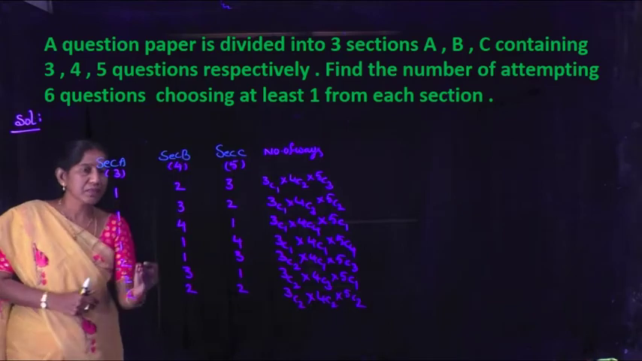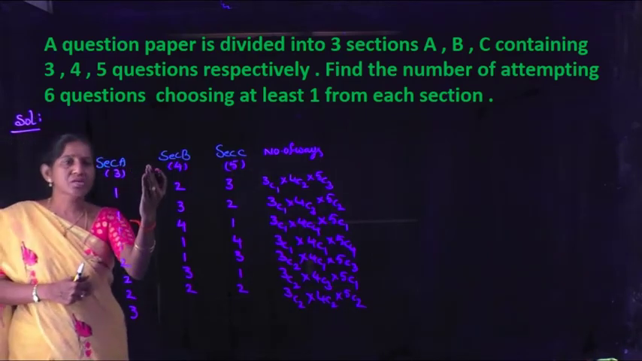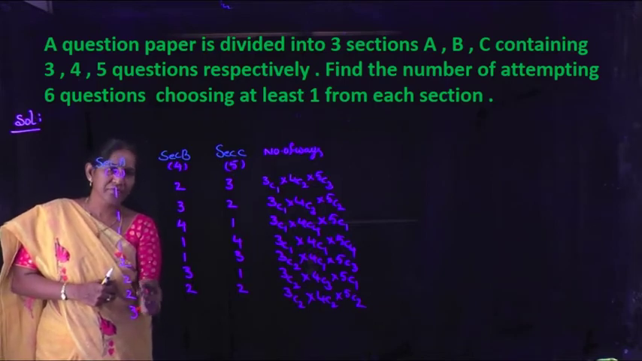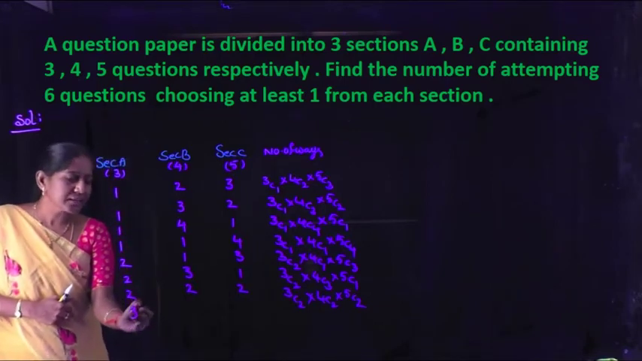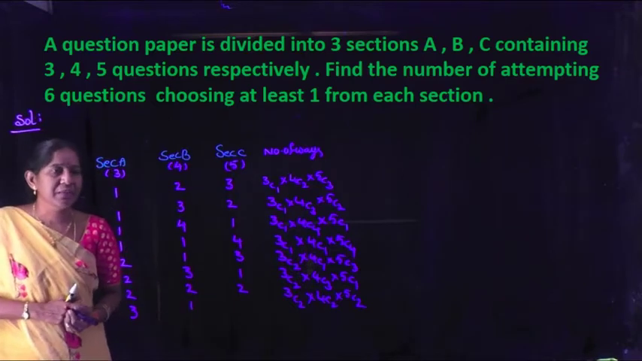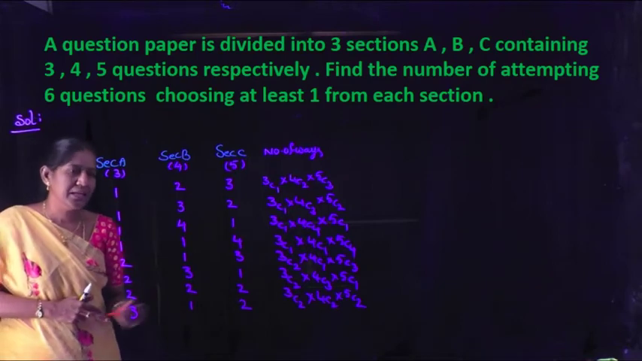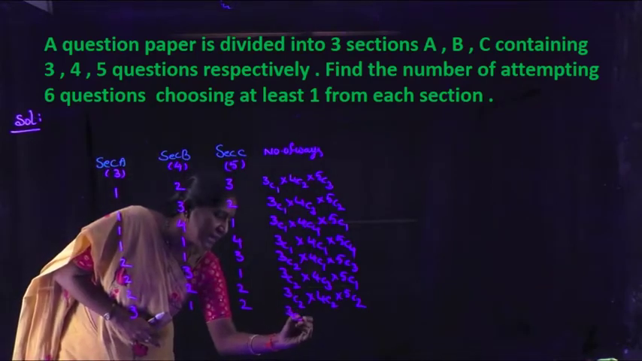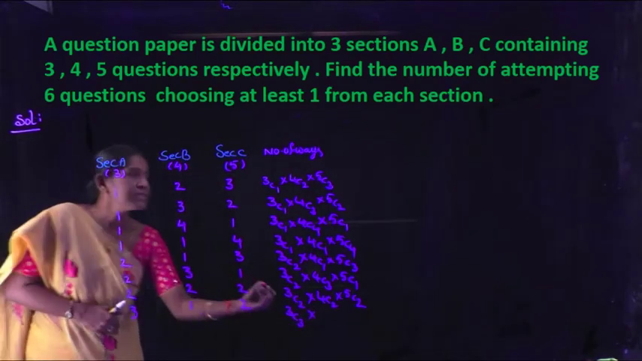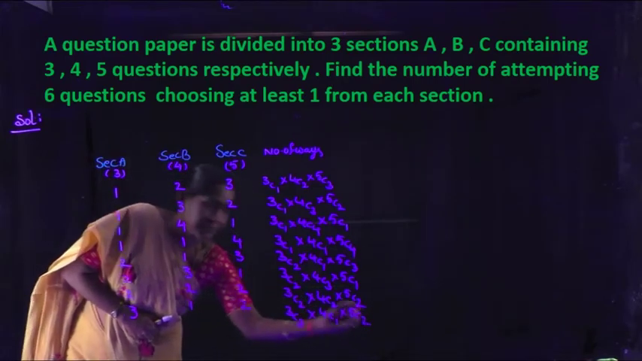Or select 3 questions. Section A contains 3 questions, so we can choose up to 3 here from section A. So select 3 questions from section A, select 1 question from section B, select 2 questions from section C. This can be done in 3C3 into 4C1 into 5C2 ways.